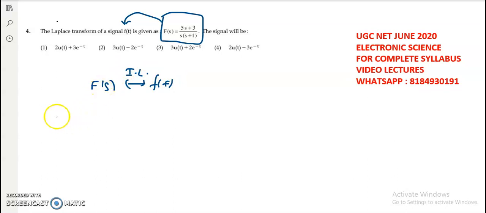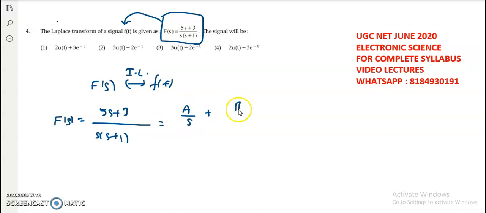So first we will take the F of s. F of s is equal to 5s plus 3 divided by s into s plus 1, and that is equal to, applying the partial fraction here, A by s plus B by s plus 1. And then after doing the LCM here, I'm going to get s into s plus 1, A into s plus 1, Bs.